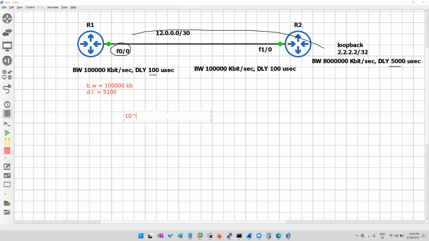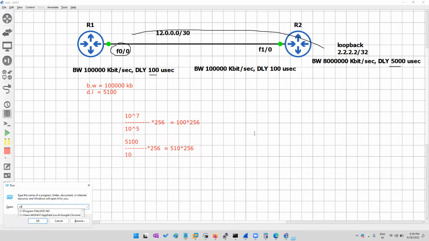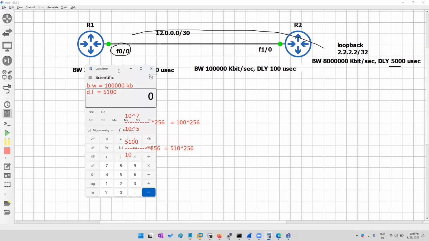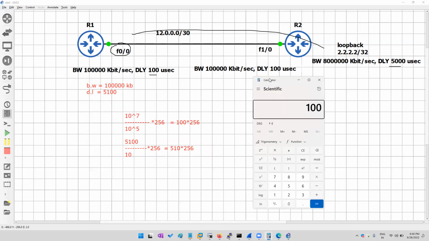So 10 power 7 upon 10 power 5, that gives 100, and multiply by 256. And delay is 5100 upon 10, and multiply by 256. So we are getting 510 multiplied by 256. Use a calculator, it's very simple math. 100 multiplied by 256 is 25600. 510 multiplied by 256, plus 25600. How many do we get? 156160. Go to the R1 side and verify.